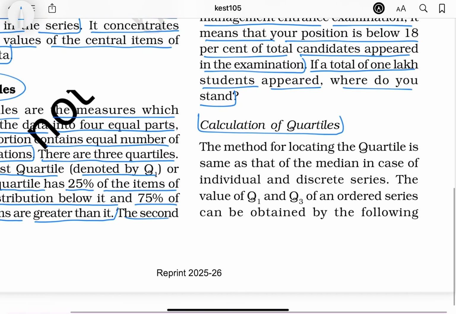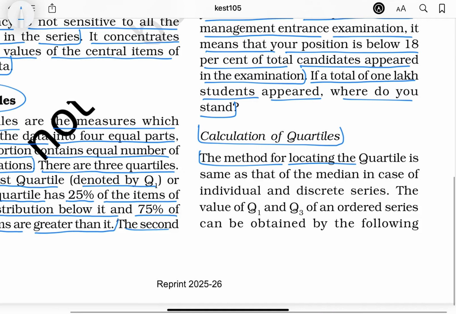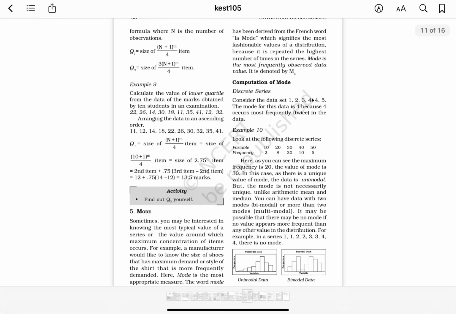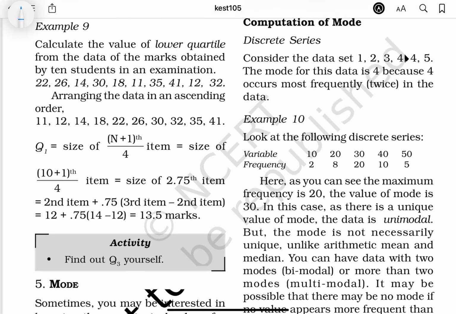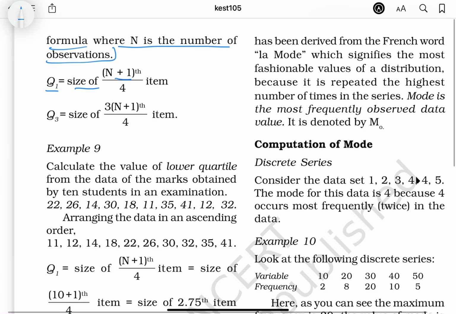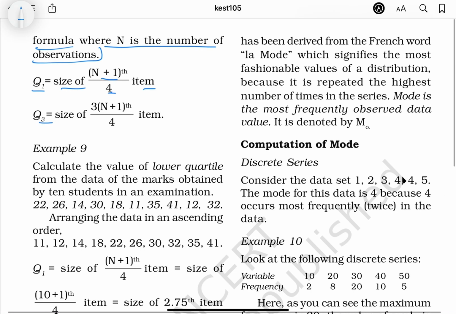Calculation of quartile. The method for locating the quartile is the same as that of the median in case of individual and discrete series. The value of Q1 and Q3 of an ordered series can be obtained by the following formula, where n is the number of observations. Q1 = size of (n plus 1) divided by 4 item. Q3 = size of 3(n plus 1) divided by 4 item.